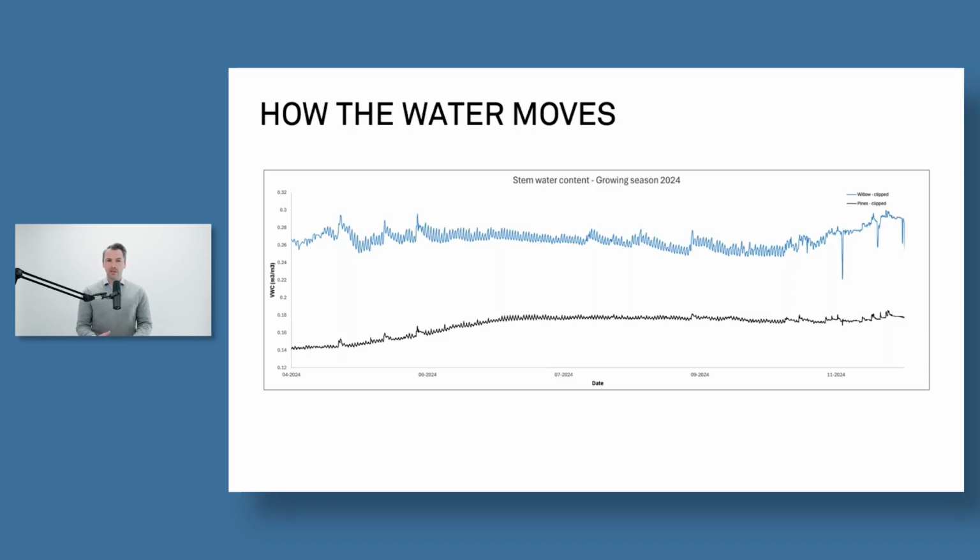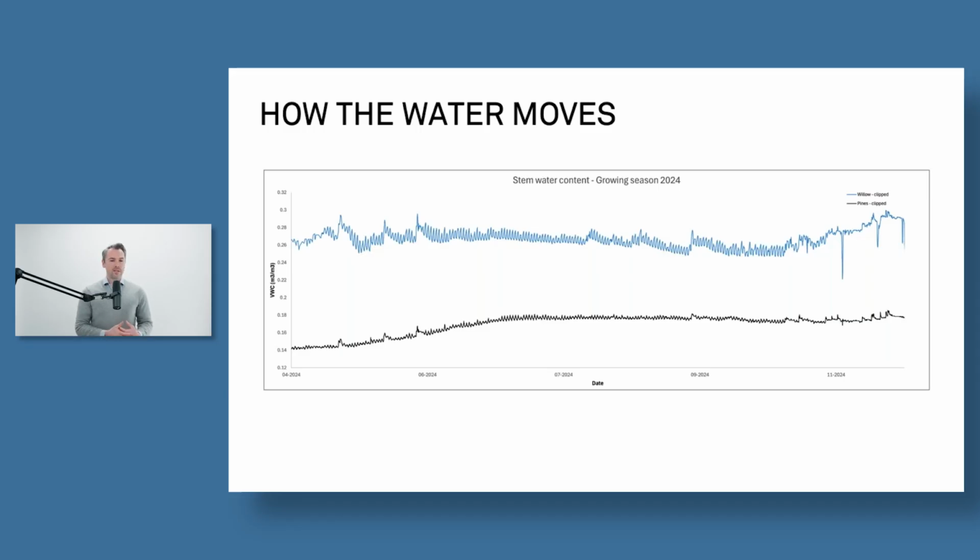And if you dig a little bit deeper, what you'll see is the peaks of all those fluctuations occur at night, and the minimum values all occur during the day. So what this is showing us is an indication of water moving through the plant.